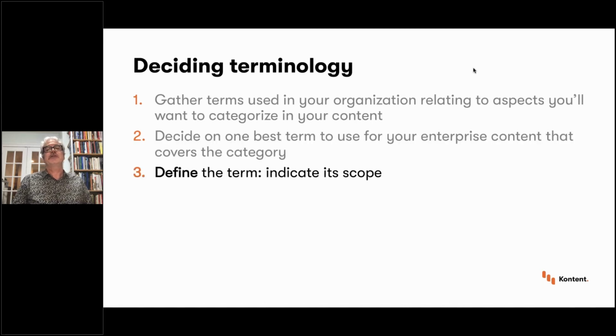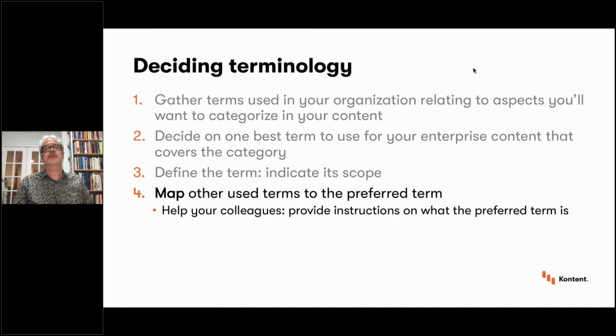And next, you want to define that term, really indicate what its scope is. This will reduce any lingering uncertainty about what we're talking about. If someone wonders, gee, does this cover this area? You say, well, no, it covers A, but it doesn't cover B. If you need to address B, you should use a different term. And that will really help everyone be on the same page as far as what the term refers to.